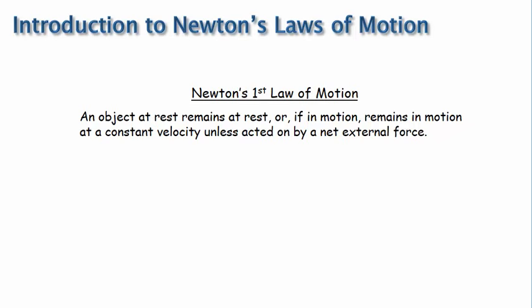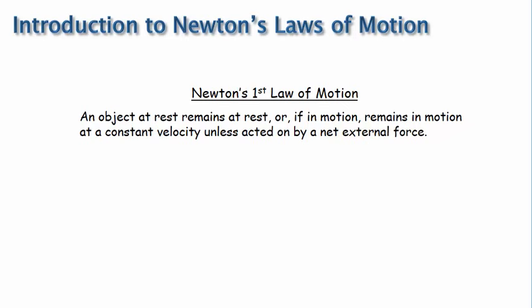So as an example, if a rock is moving through space at 100 miles per hour, and it is far enough from other objects that it doesn't experience a force, then it will continue to move at 100 miles per hour in a straight line indefinitely. Or if the rock is at rest, which is to say that its velocity is zero, and again is far enough from other objects that it doesn't experience a force, then the rock will remain at rest indefinitely. So that's Newton's first law.